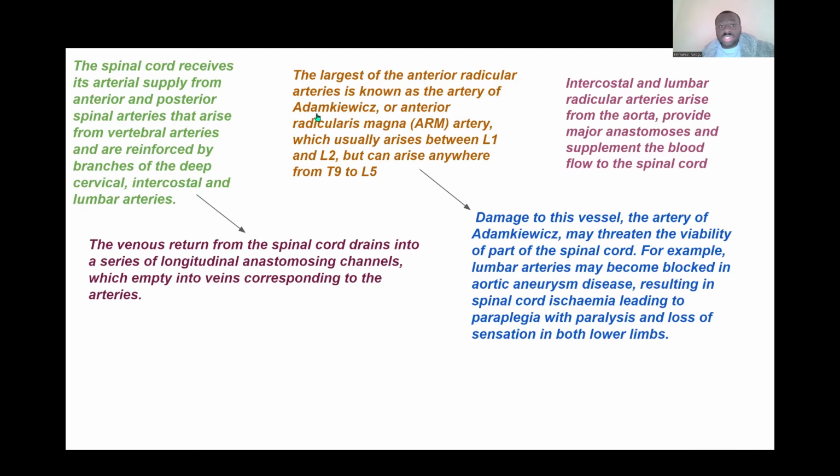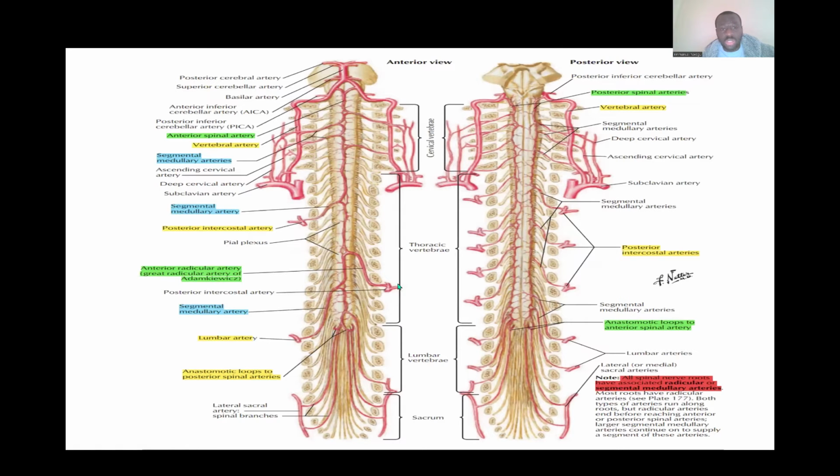So the largest of the anterior radicular arteries is known as the artery of Adamkiewicz, or the anterior radicularis magna, okay, which usually arises between L1 and L2, but can arise anywhere from T9 to L5. If we look at this image behind, we can see that it's coming from a posterior intercostal artery, okay, from the lower thoracic, but it can also arise from the upper and sometimes even the lower, but it's usually around the T12, L1, L2 level, you know, the anterior radicular artery, okay?